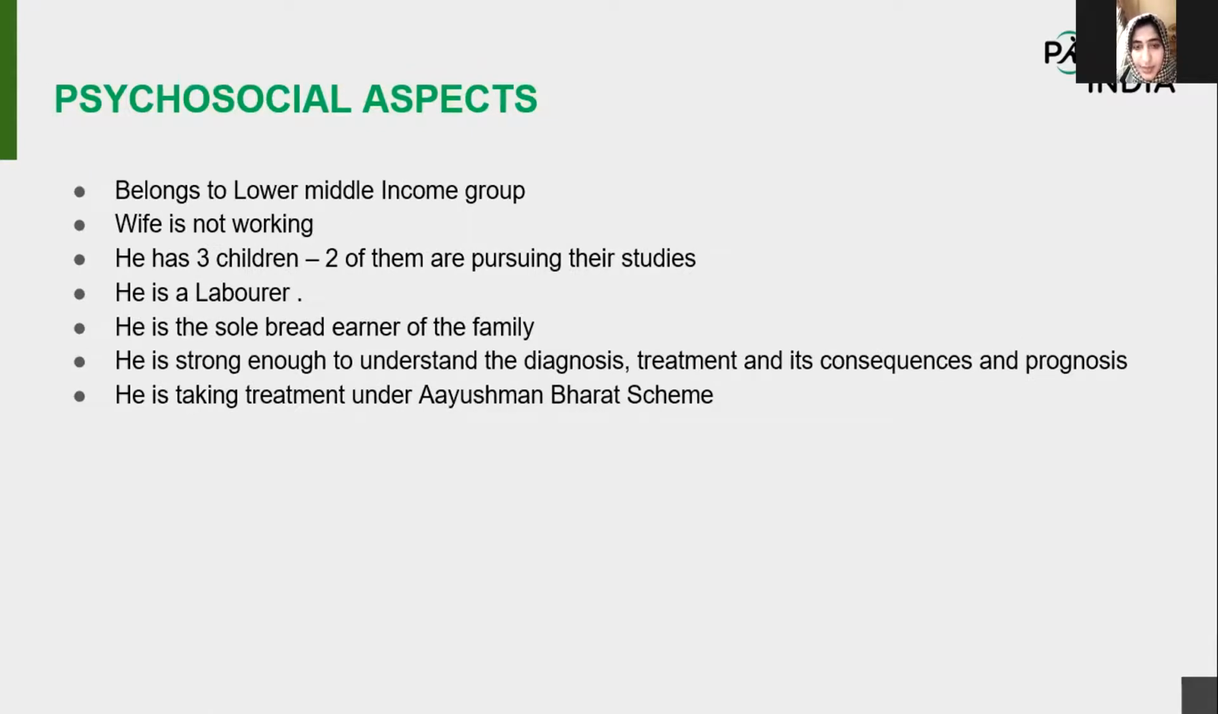Psychosocial aspect, he belongs to lower middle class. His wife is not working. He has 3 children. 2 of them are pursuing their studies. He's a laborer. He's the sole bread earner of the family. He's strong enough to understand the diagnosis, treatment, and its consequences and prognosis. He's taking the treatment under Ayushman Bharat scheme.